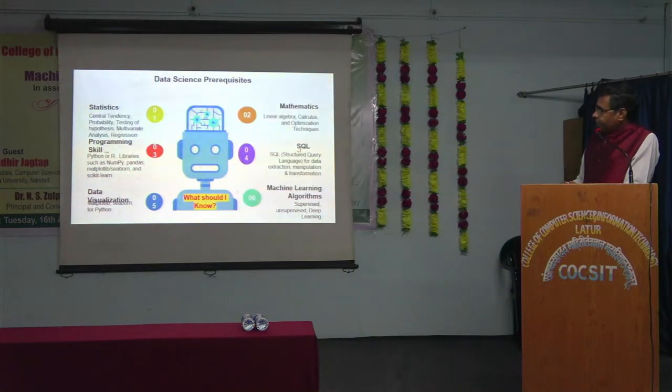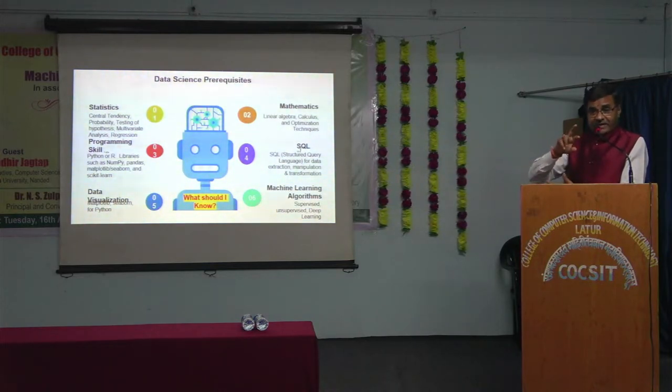Then, if I want to become more expert in data science, what will I require? This is most important: statistics. Everyone should know the basic statistics. Central tendency is there: mean, median, mode, skewness, variance. You should know them, because mean is a very common parameter of central tendency. Skewness is important to calculate the deviation between the observations, because you have heard of the normal curve.